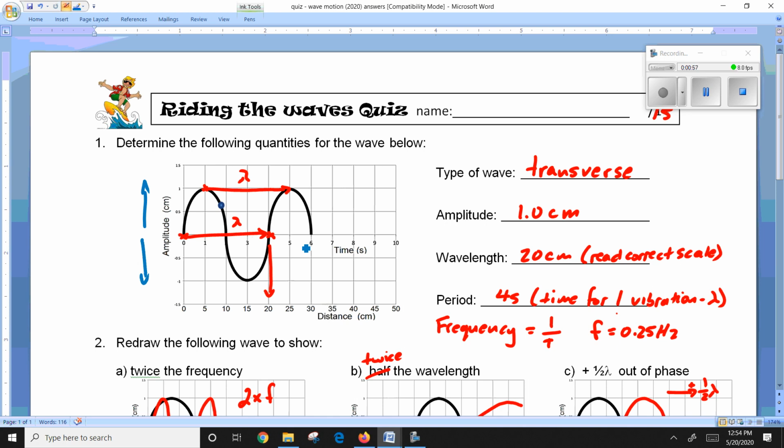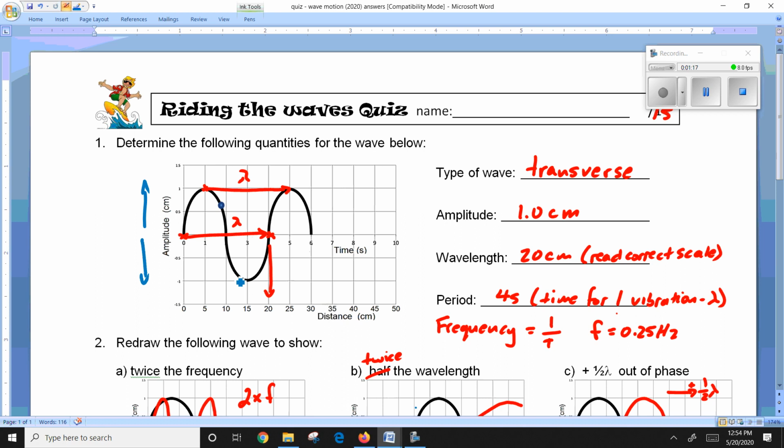When you're measuring the wavelength, it has to be in a distance unit. So I'm not using this scale. Be careful. I'm using the scale at the bottom here. It's going to be this one right here. So the wavelength is going to be 20 centimeters. Again, be careful that you're recording the information from the correct scale.